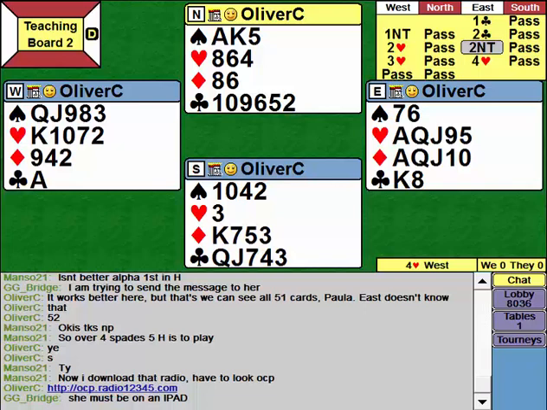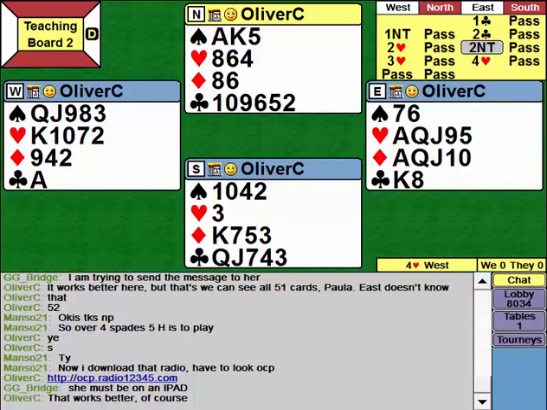And actually, personally, at the table, two no trumps is probably how I would bid this hand, if only because West, I'm not really primarily interested in spades. I've got stops elsewhere.